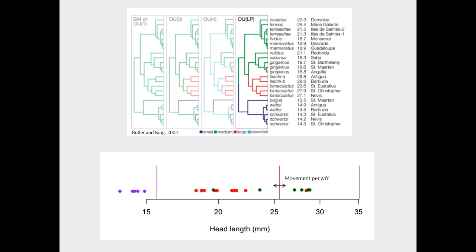Easily really fitting an adaptive peak, early on the board, and thinking about how quickly things evolve to a new optimum. How long should that take? So, is this a slow rate relative to that? Or is it a faster rate? What do you think?